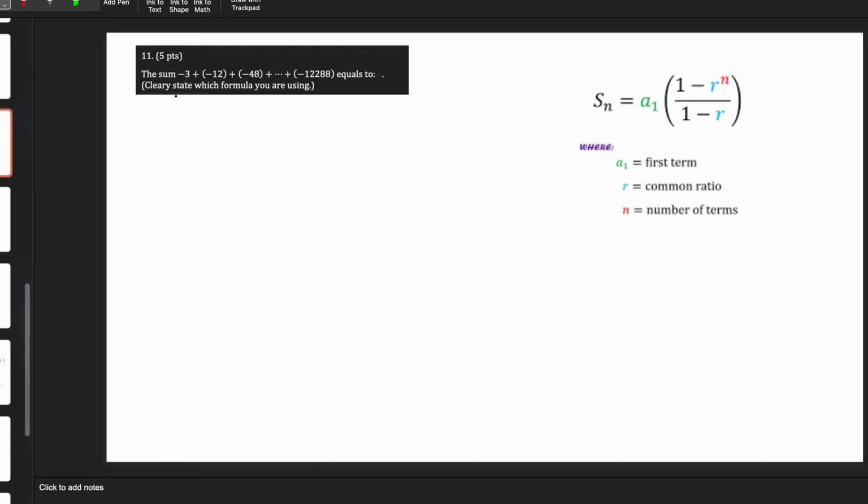Okay, so number 11, somebody asked for this in the chat. The sum of minus 3 plus minus 12 plus blah, blah, blah, up to 12,288. Well, let's see. We're going to use this formula: S sub n is equal to a sub 1 times 1 minus r to the n all over 1 minus r. And this is the formula for the partial sum of a geometric sequence.